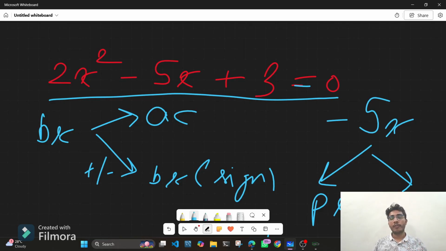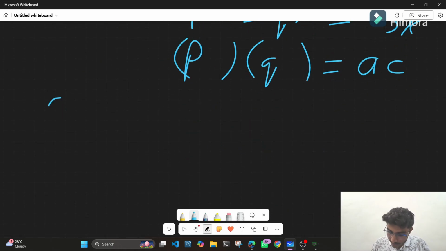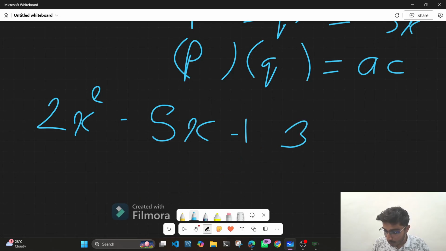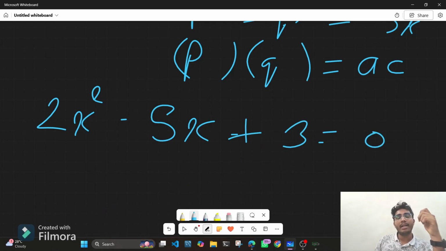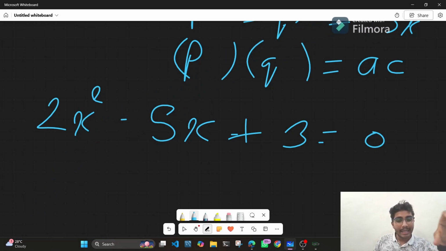This is how we are going to split the middle term. So basically let's write our equation again: 2x square minus 5x plus 3 equal to 0. So you are going to split the middle term using the trial and error method. You need to imagine those values that can give the product 2 into 3, that is 6, and minus 5 as your sum or difference.